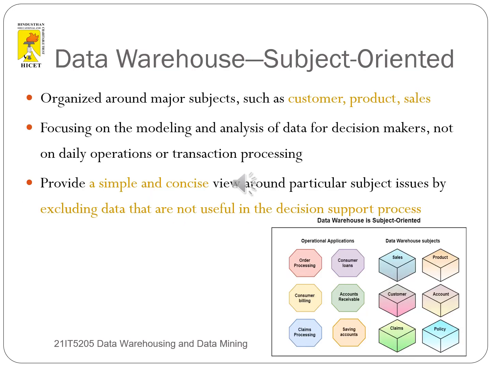Let us see why a data warehouse is termed subject oriented. Because in a data warehouse, things are organized around major subjects such as customer, products and sales, focusing on the modeling and analysis of data for decision makers and not on daily operations or transactional processing. It provides a simple and concise view around particular subject issues by excluding data that are not useful in the decision making support process. In operational applications, we normally make use of transactional things like order processing, customer billing, servicing, and accounting. All these things will be taken into account. But in a data warehouse, we consider everything to be a subject.